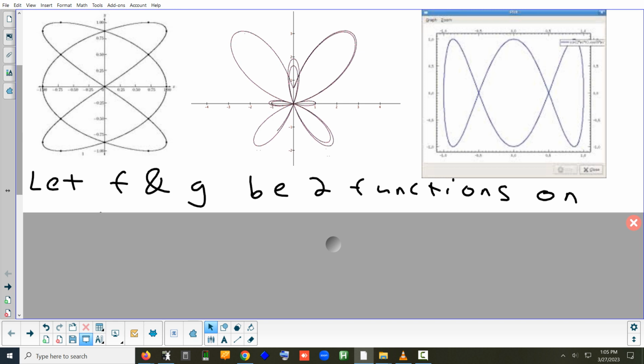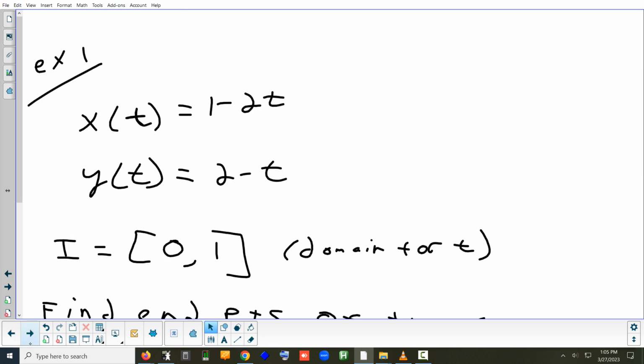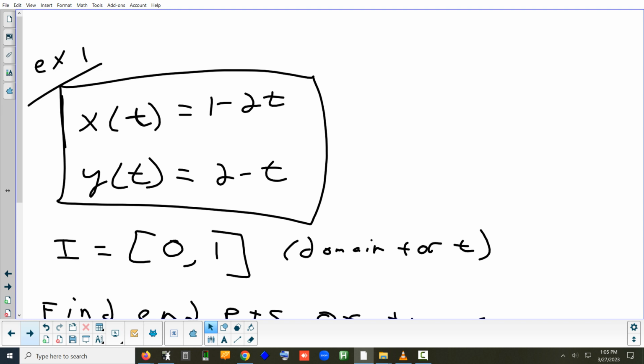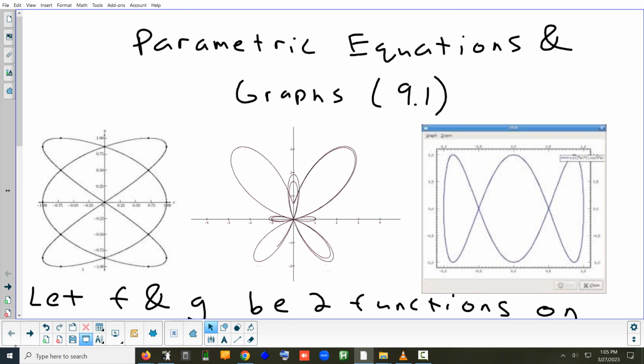So in parametric, we have two equations. We usually give them a name, like let's call one of the equations f, and we'll call the other one g. When we do a problem, it's going to be given to us like this. This is a set of parametric equations. I'm calling this one x and this one y. This formula is controlling what the x coordinate is. This bottom one is controlling the y coordinate. And somebody mentioned a t. We'll talk about what t is. It's like your variable.